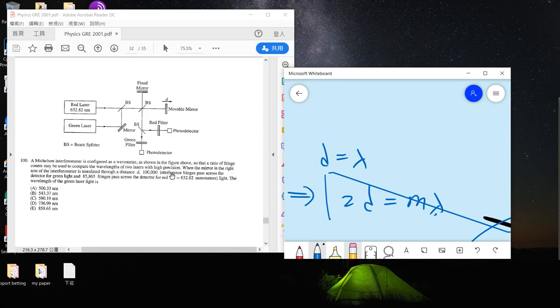Okay, so this is the whole process of this, and you can read the equation by yourself, but basically the equation behind it is just standard optics.